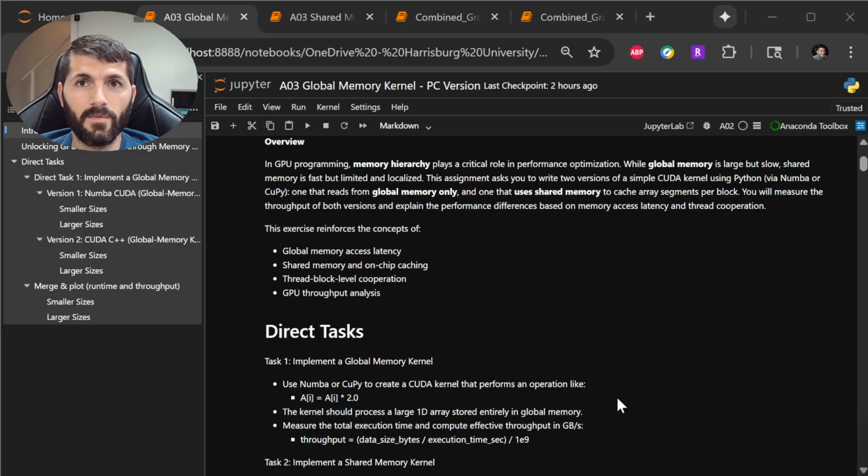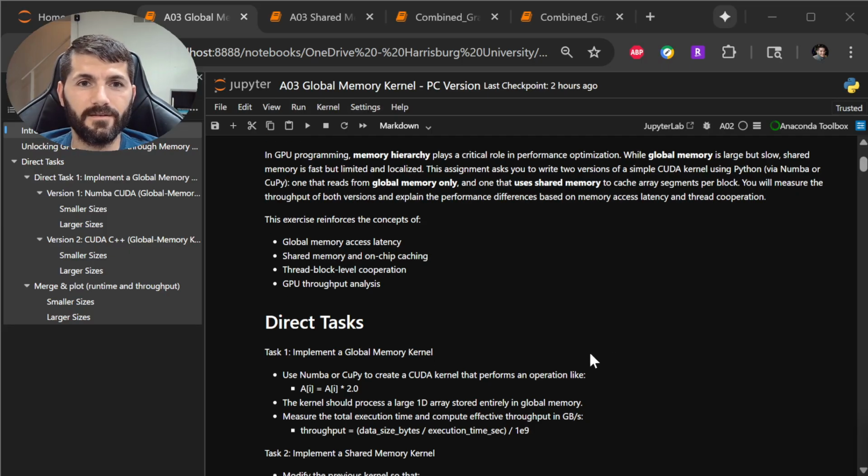So this assignment has asked me to write two versions of a simple CUDA kernel using Python via Numba is what I used. One that reads from global memory only, and one that uses shared memory to cache array segments per block. So I measure the throughput of both these versions and explain performance differences. And also, somewhat for fun, I also did an integrated CUDA C++ version as well and do comparison across that.